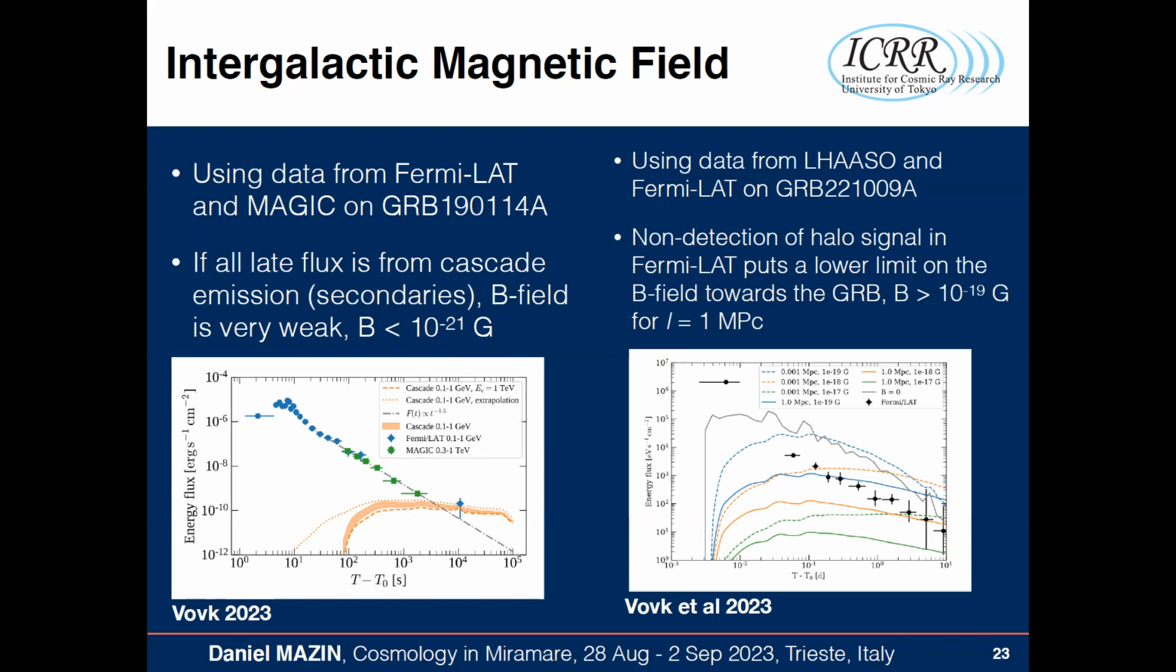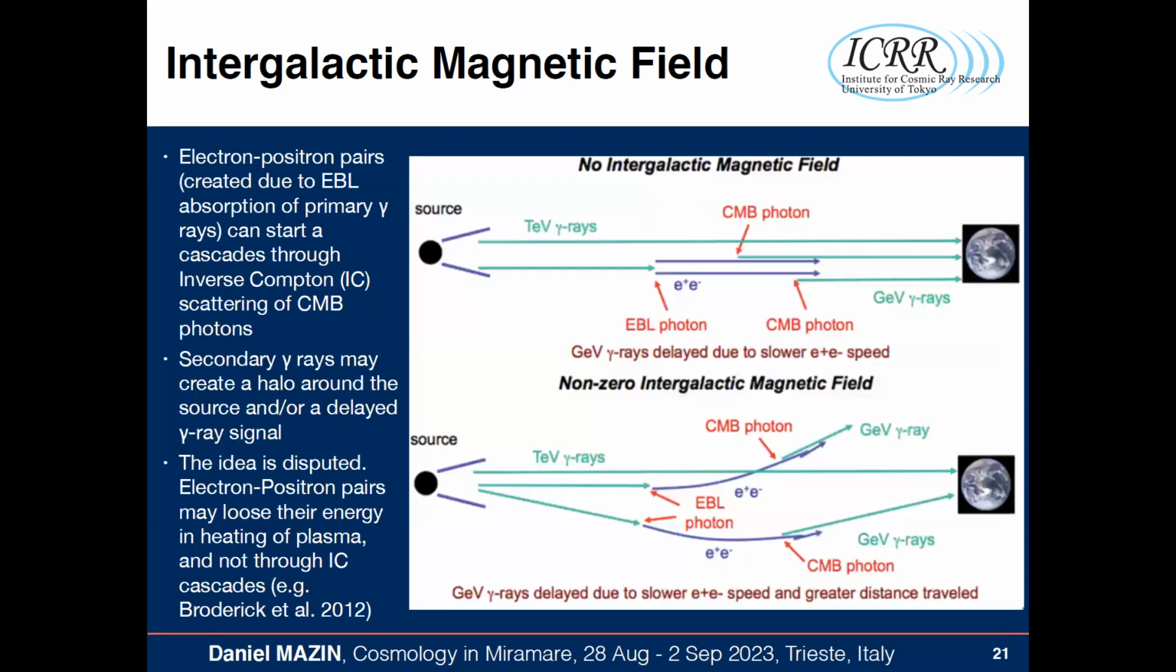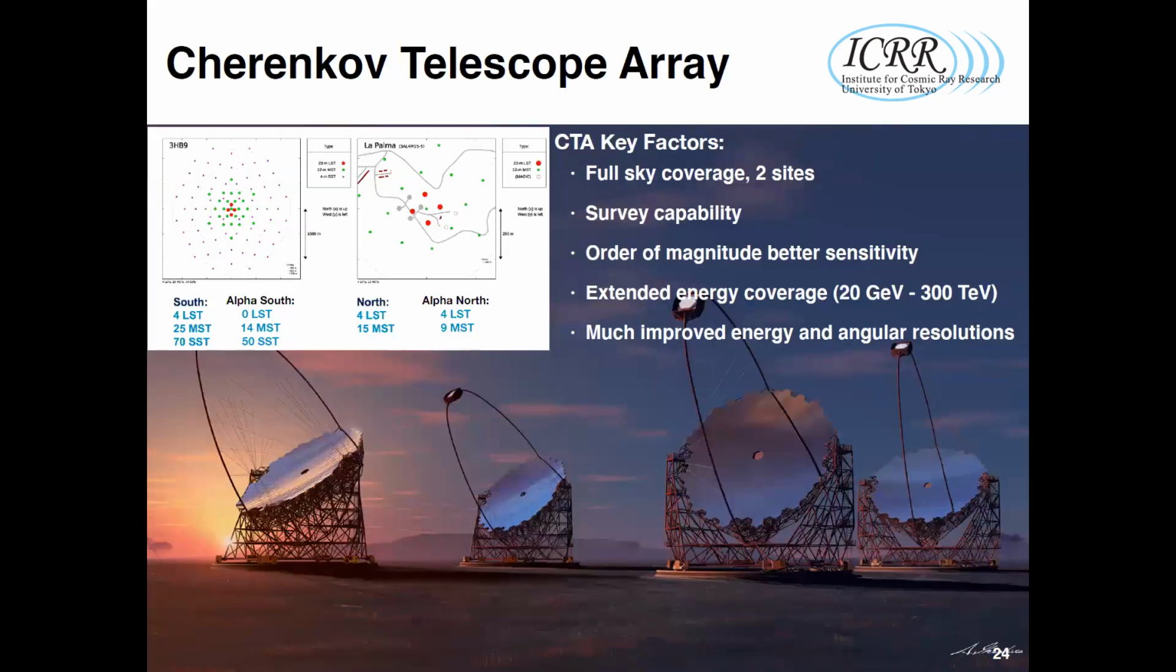So here, if this is attributed to the secondary emission, the field must be larger than 10 to minus 19. An interesting point here is that there is no agreement in the community whether inverse Compton scattering will be the dominant effect in the energy loss of these electron-positron pairs. There is a group of people who say that this is a plasma, and the electron-positrons will lose their energy in heating up the plasma rather than in inverse Compton scattering. If this is the case, then there will be no inverse Compton scattering at all, and you don't get secondary emission at all. Okay, so it is disputed, but anyway.